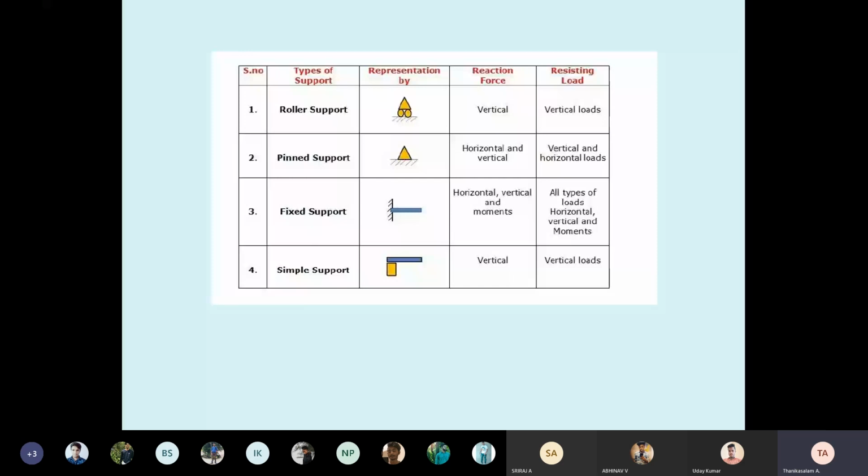Next, fixed support. We use a hanger, sometimes fixing it on the wall. Fixed support gives two reactions and a moment: horizontal reaction, vertical reaction, and moment. This is called a fixed support.